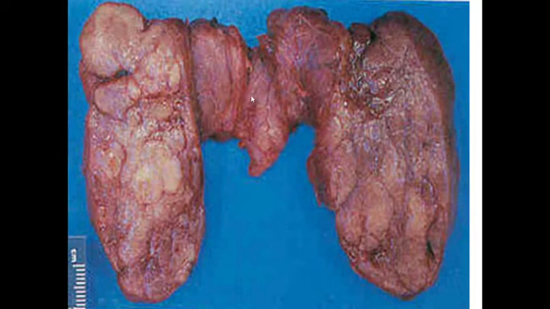Let us see the gross appearance of Hashimoto's thyroiditis. The thyroid is often diffusely enlarged, although in some cases more localized enlargement may also be seen. The cut surface is pale yellow to tan and somewhat nodular. So a pale yellow to tan, somewhat nodular cut section is the cut section of Hashimoto's thyroiditis, and it is firm in consistency.